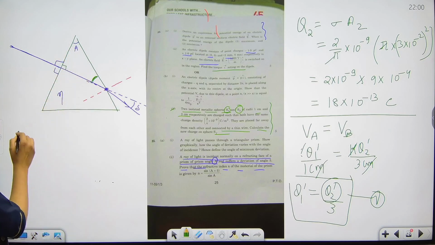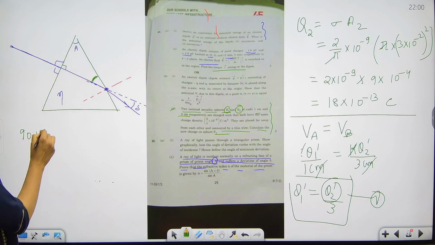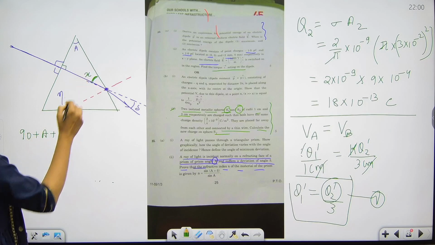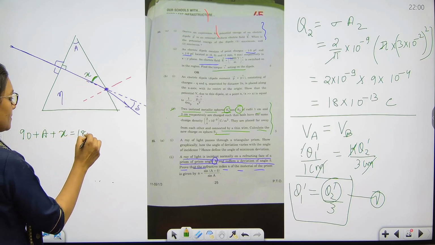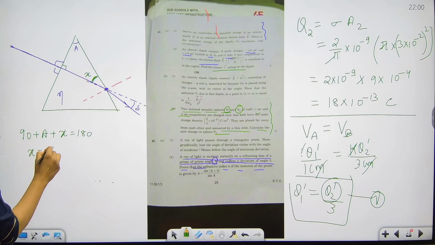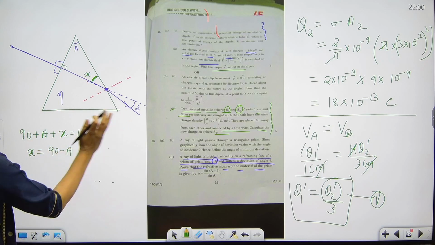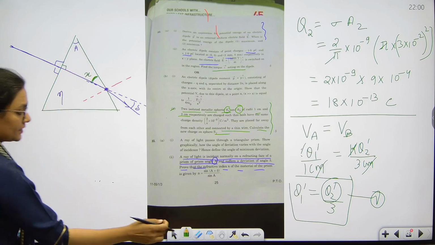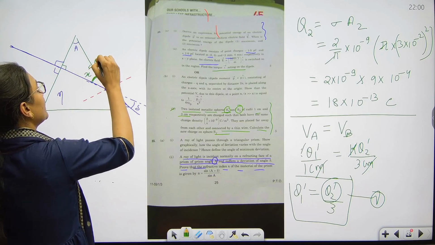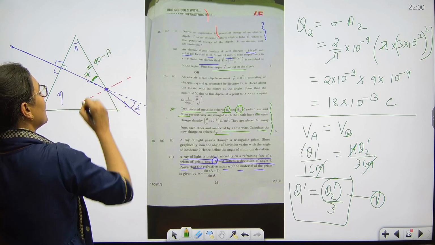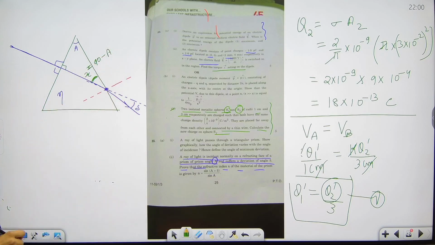Sum of all the angles: 90 plus A plus, let's say this angle is X, will be 180. So X will be 90 minus A. If this angle is 90 minus A, beta, listen carefully.